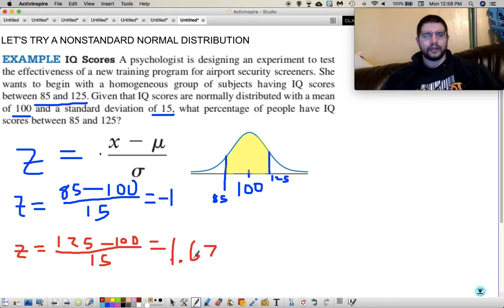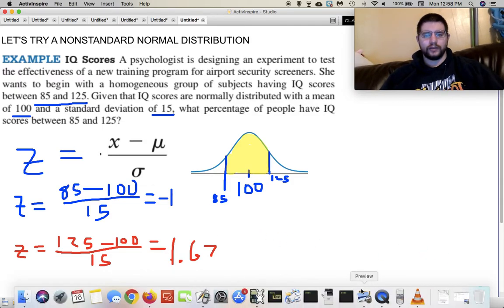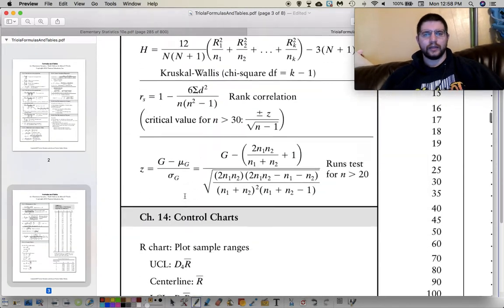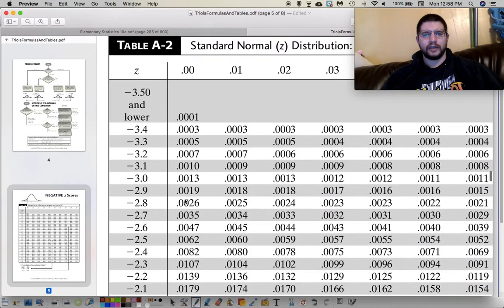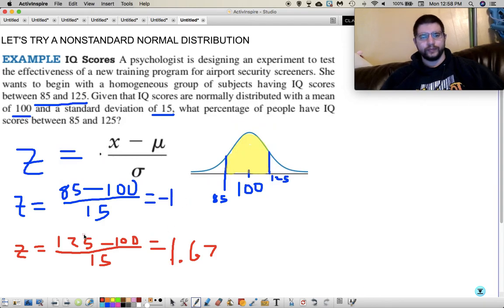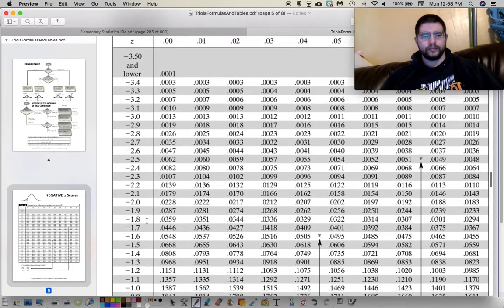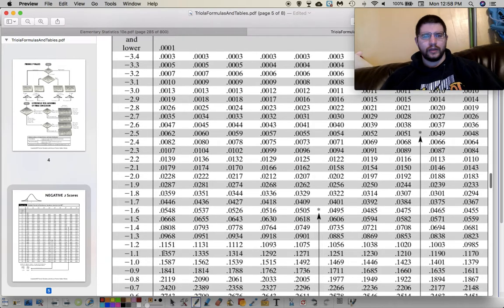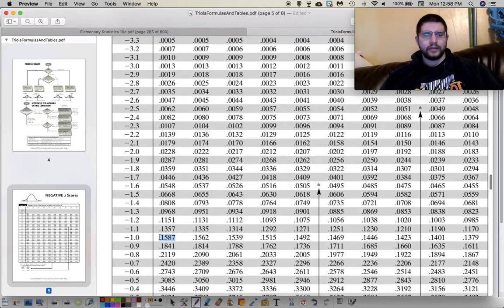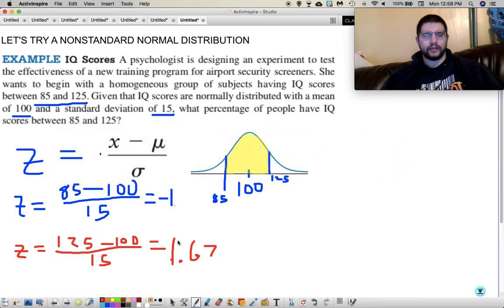Yes, this is a negative. That's a positive. It's below the mean. That's above the mean. Makes sense. So let me get the chart out. Now that they're normalized, standardized, we can find their respective areas. So -1.00 is this number right here, 0.1587.